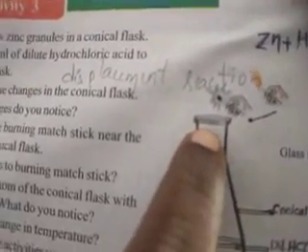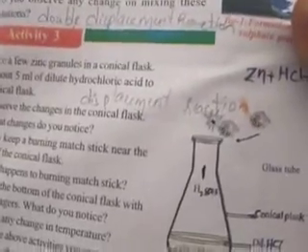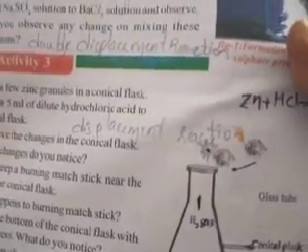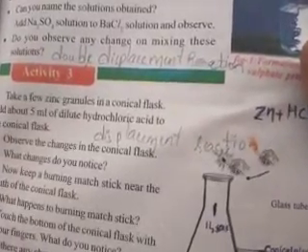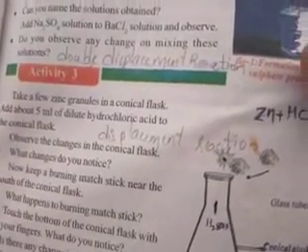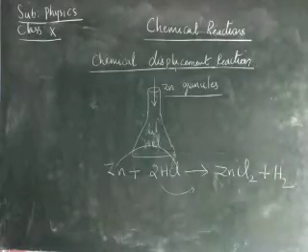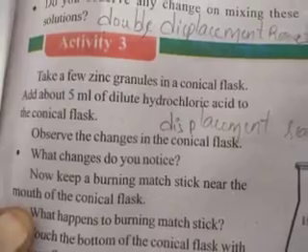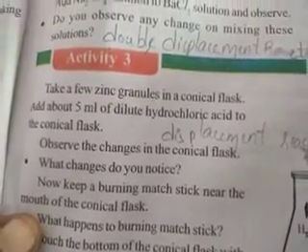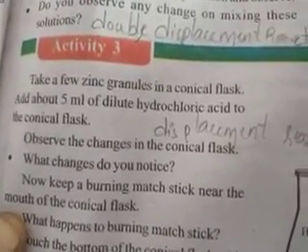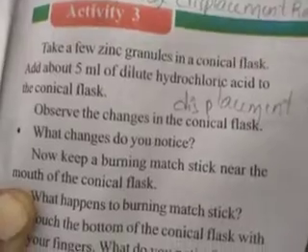To test the hydrogen gas, we should light a matchstick or a candle so that it is put off with a pop sound. With that sound the matchstick is put off, children. Activity 3: take a few zinc granules in a conical flask, add about 5 ml of dilute HCl to the conical flask. Observe the changes in the conical flask. What changes do you notice?